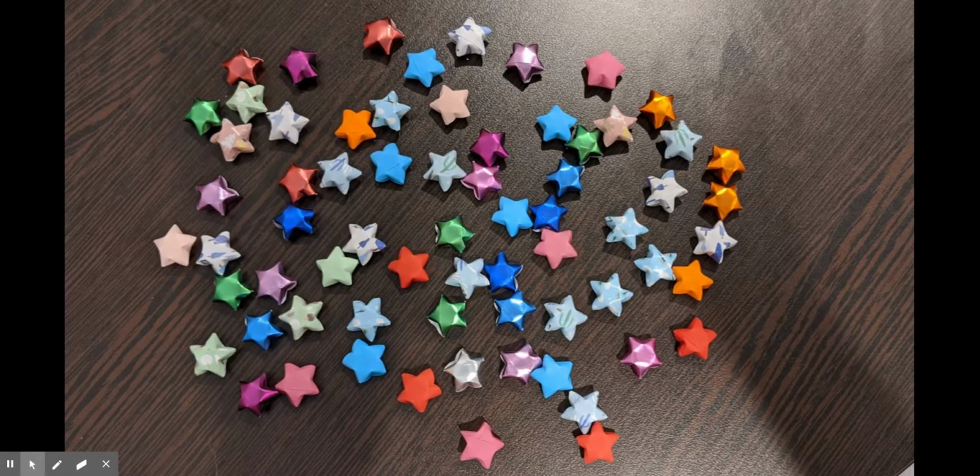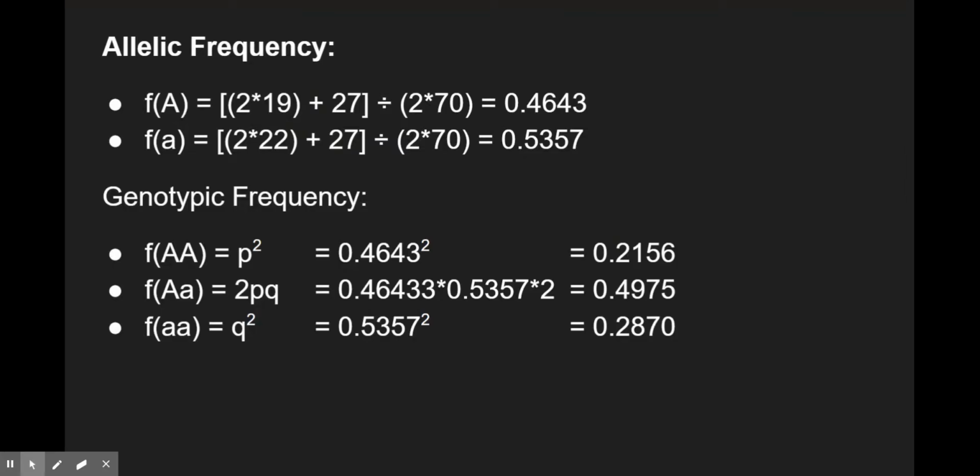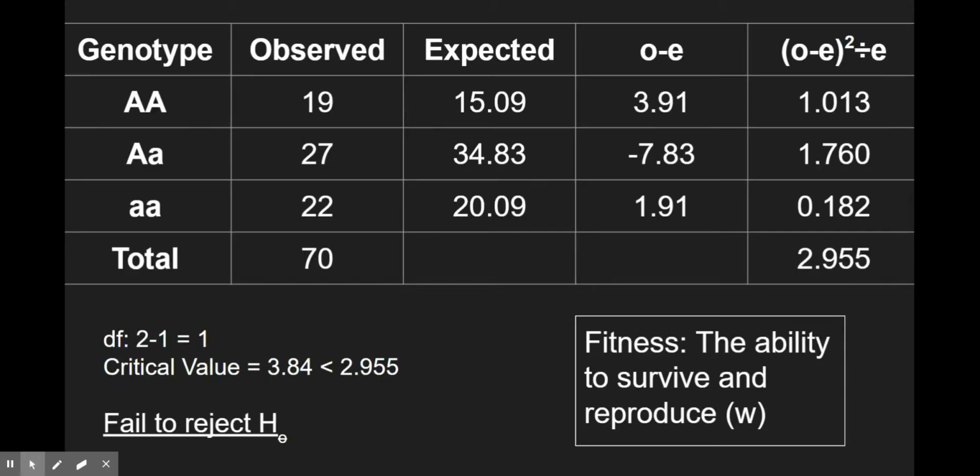In this population, we have three distinct phenotypes. We have plain stars, which are homozygous dominant, we have pattern stars, which are homozygous recessive, and we have shiny stars, which are heterozygous. Now this population is currently in equilibrium, and we can confirm that by finding and using the allelic frequency to find the genotypic frequency, and then using that to conduct our chi-square test.